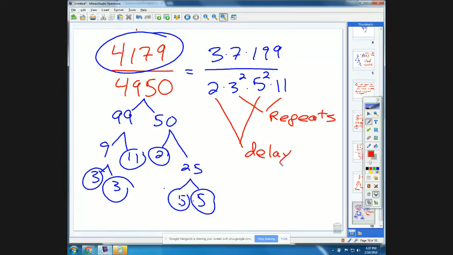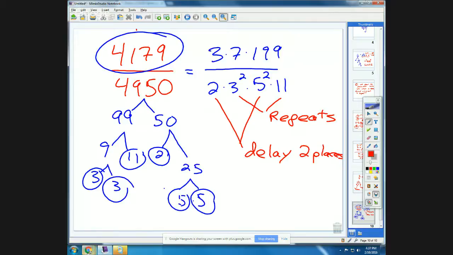Okay. So those guys delay 2 places for the repeat. So is that after the decimal point, 2 places, and then it starts to repeat? Well, I got that it repeats after 3 places.